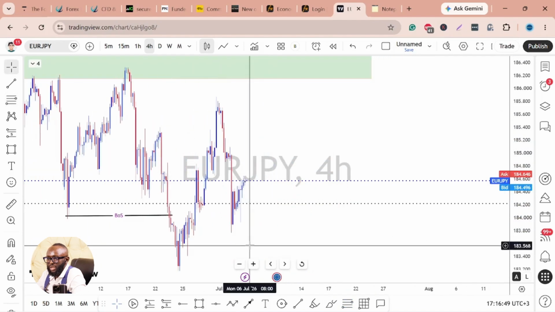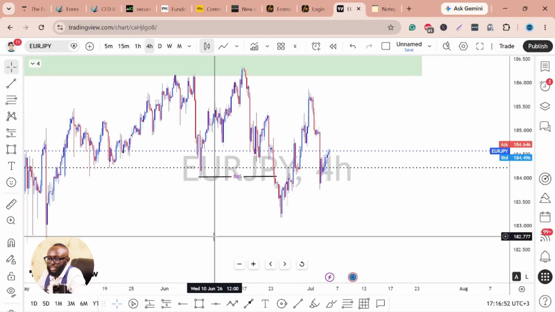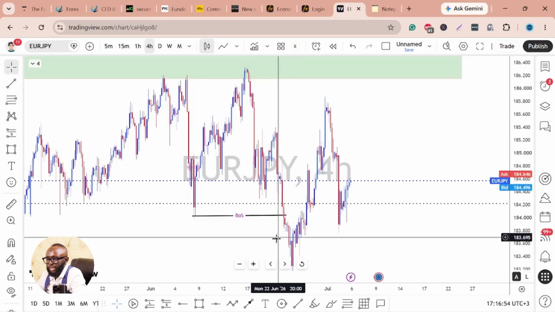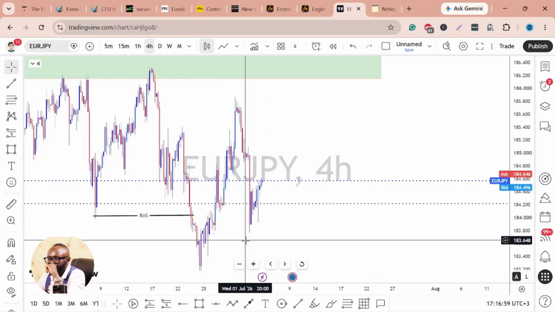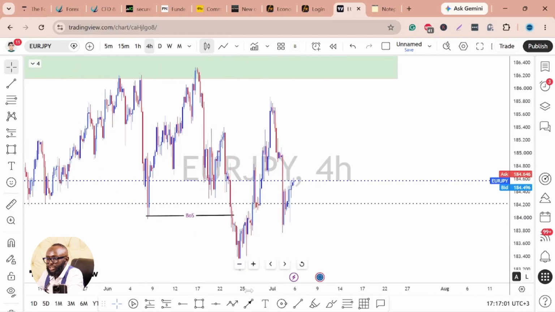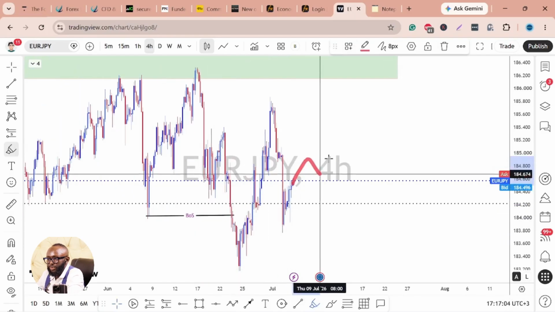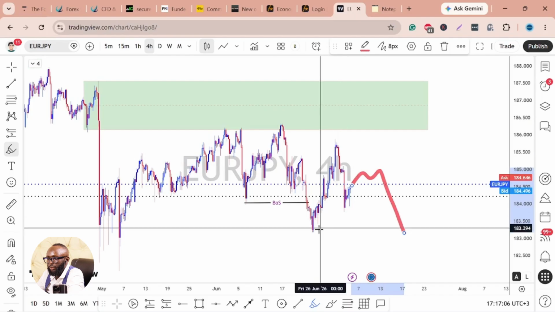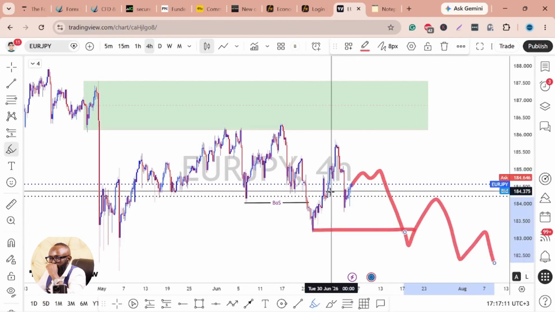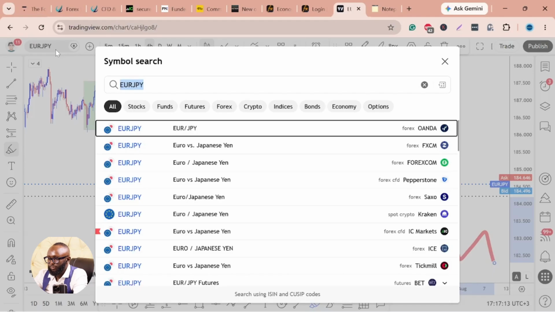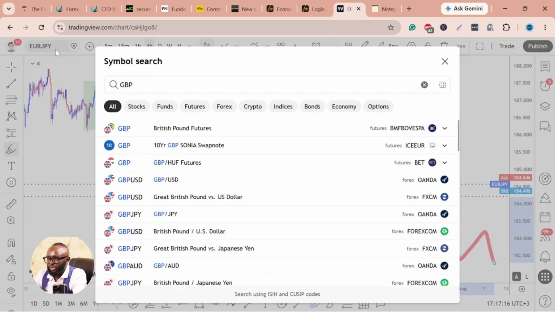However, I have to mention that the price action on Euro JPY is becoming messy right now. So I wouldn't want to participate on Euro JPY. Nevertheless, I expect maybe a pullback before we can get a new break of structure on this level, continuing with lower lows and lower highs on Euro JPY. So let's look at GBP JPY.